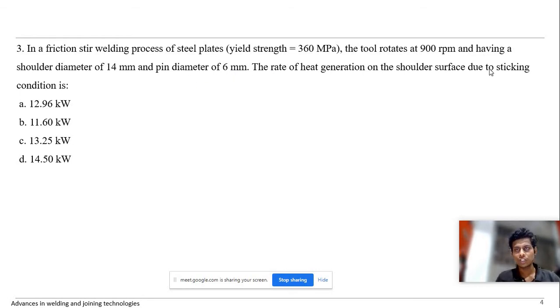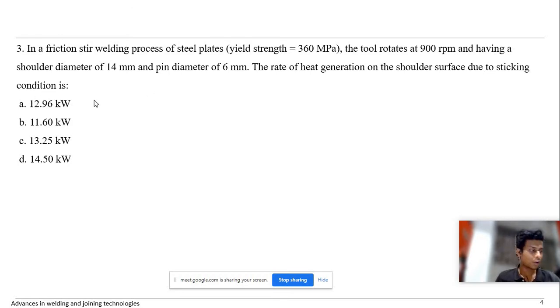The rate of heat generation on the shoulder surface due to sticking condition. Here they have clearly mentioned sticking condition. So we need to calculate the total heat generated due to sticking condition only, not sliding or overall heat generation. So this is the catch here. So sticking condition is there, so we need to apply those formulas.